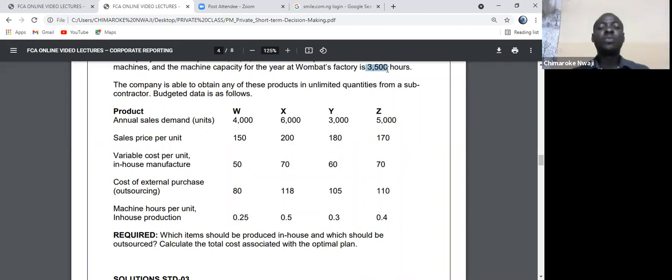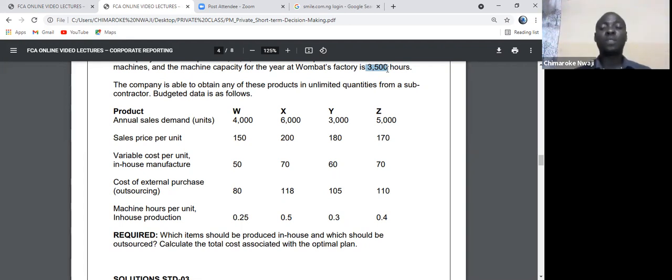That means we will not do all of Z. It means we must allocate or outsource some part of Z. So what do we do? How many of Z can we do? We already have 1,900 hours already used by Y and W. So let's minus that 1,900 from 3,500. We are left with 1,600 hours. So that's what we are going to use to do Z, 1,600.